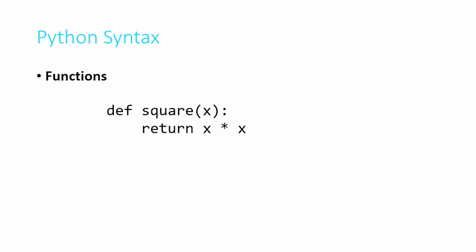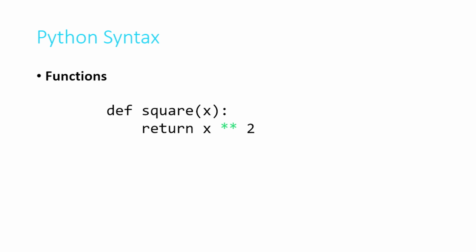Let's define the square of x, like we just did a second ago in C. Def square parentheses x colon return x times x. Pretty straightforward. I could also do this: I could return x to the power of 2. Actually, this operator here is a built-in exponentiation operator, which C did not have. So this is return x squared.